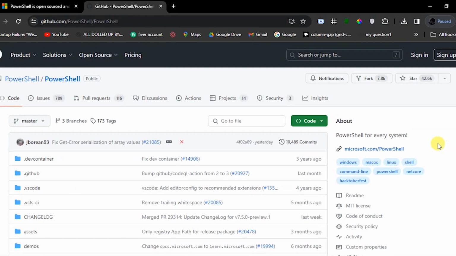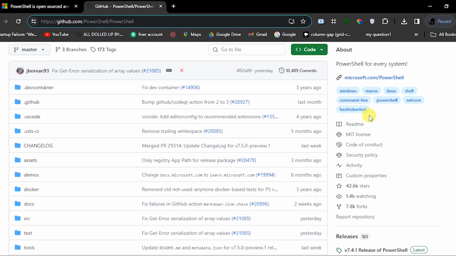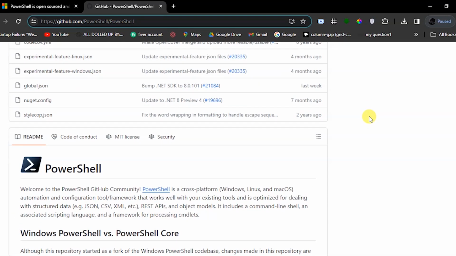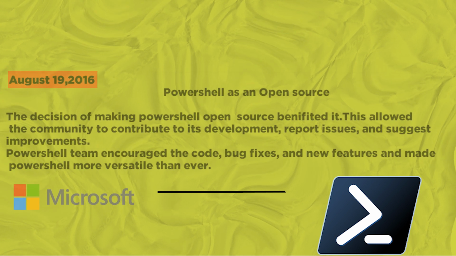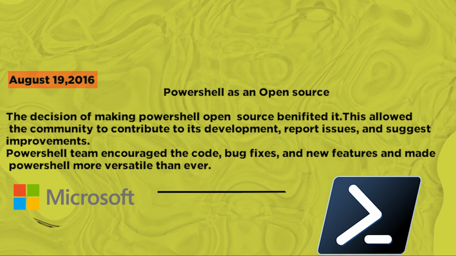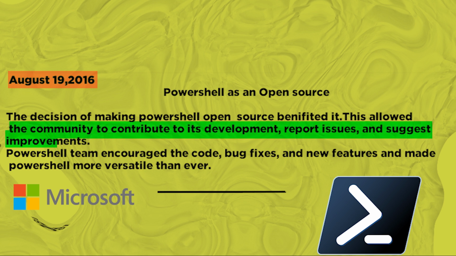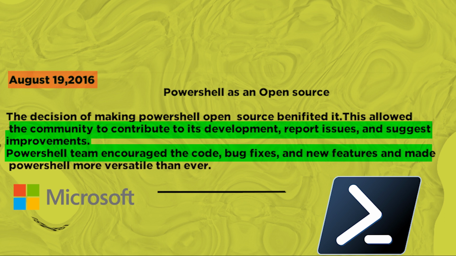The source code for PowerShell Core was made available on GitHub, at the link given in the pinned comment. This allowed the community to contribute to its development, report issues, and suggest improvements. This contributed to community involvement, as the PowerShell team at Microsoft actively encouraged it. Developers from the community started contributing code, bug fixes, and new features. The collaboration made PowerShell more versatile and compatible with various platforms.